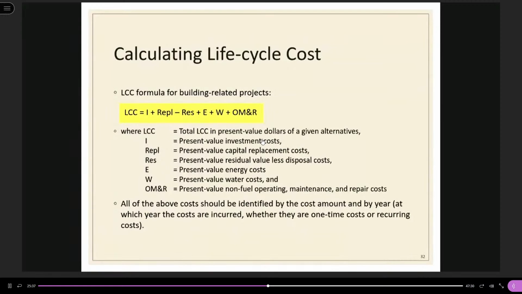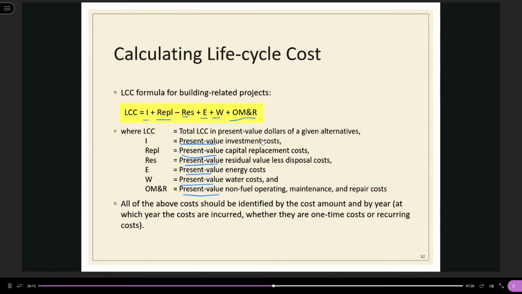So the life cycle cost will be the investment cost plus the replacement cost minus the residue cost plus the energy and water cost, and operation, maintenance, and repair costs. So you convert all these costs into present value and then add up the total. That is the life cycle cost.